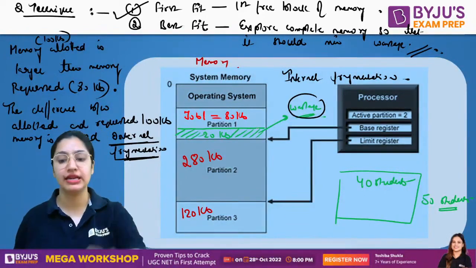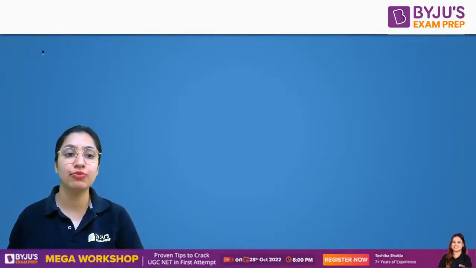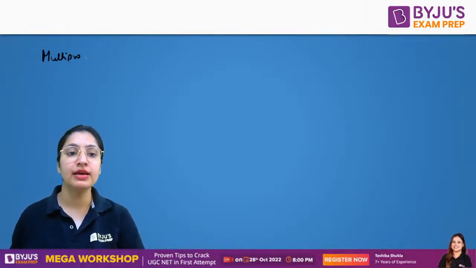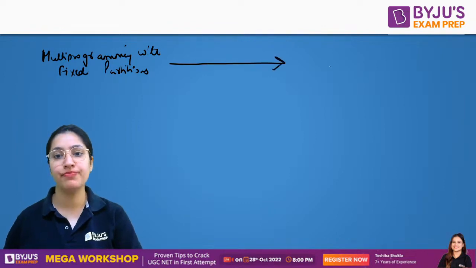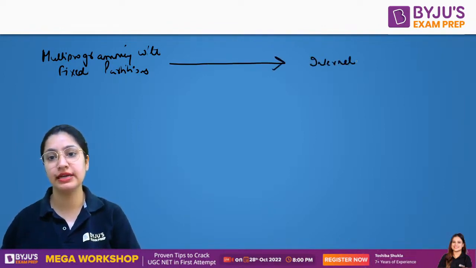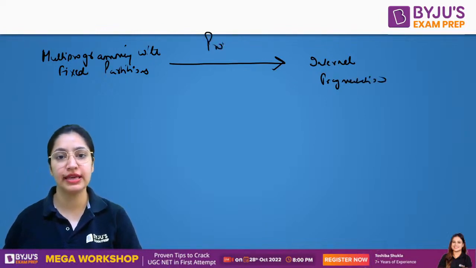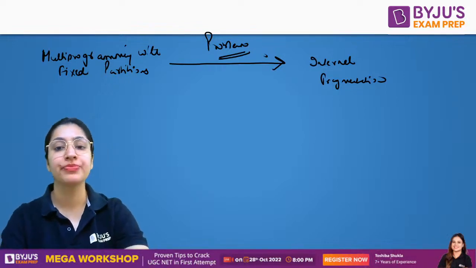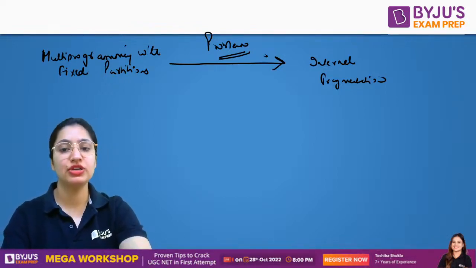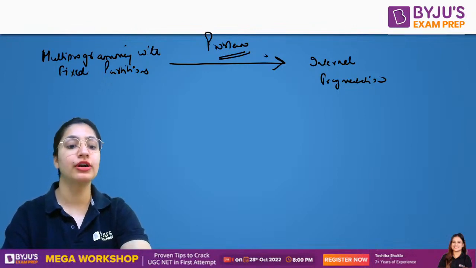So this is fixed, this is static, that the problem of internal fragmentation is always there in multi-programming with fixed partitions. Yes, multi-programming with fixed partitions suffers from a problem which is called internal fragmentation. Right? So a question can come in your paper: what is the problem? Internal fragmentation. Let's understand some of the advantages and disadvantages existing for this concept.